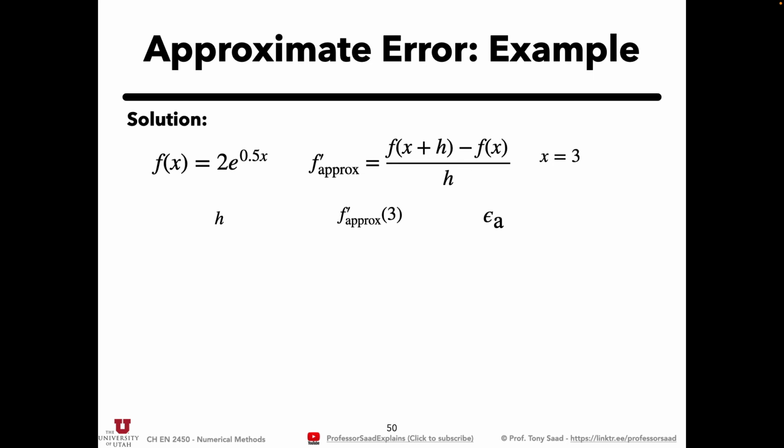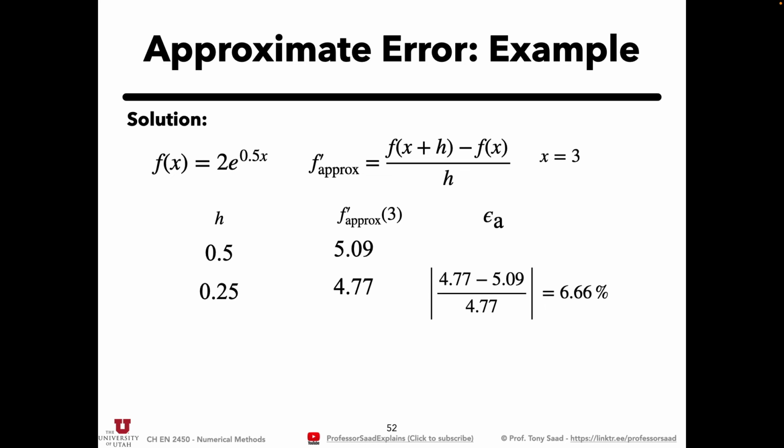So this is the function 2e to the half x. The approximate f prime is f of x plus h minus f of x over h, and then evaluate it at x equal 3. For the first value of h, I cannot define an approximate error because I don't have a better approximation. The error is essentially undefined, NA, or not available.